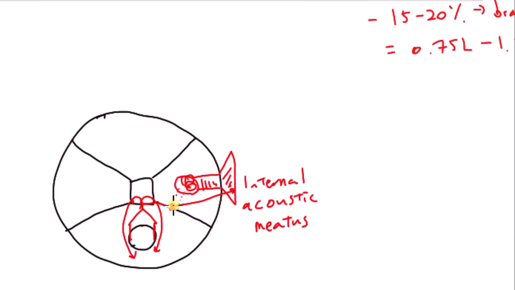There are other two nerves that go through the internal acoustic meatus along with the labyrinthine artery. The other two nerves are 7th and 8th cranial nerve, the facial nerve and vestibulocochlear nerve.